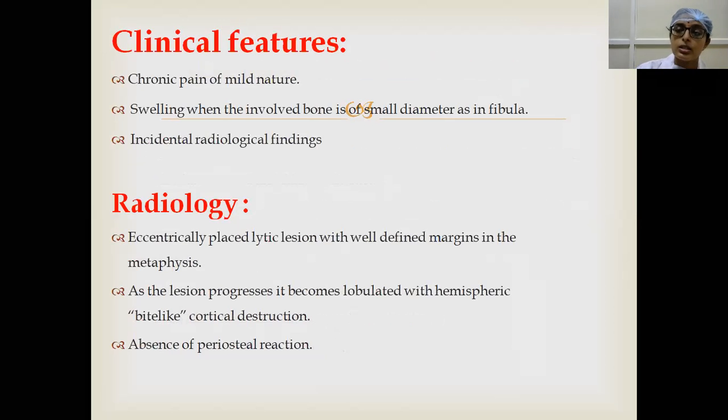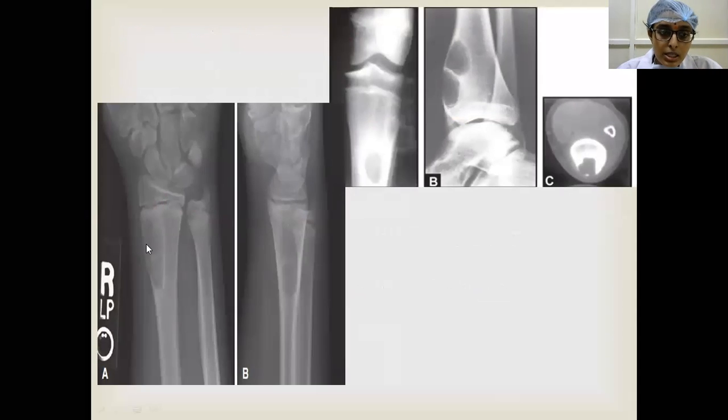Usually it is an incidental radiological finding, like many other benign tumors we have discussed before, and chronic pain is also one of the features. Swelling is seen when it involves some small bones. And coming to the radiological features, it is an eccentric lytic lesion, usually found in the metaphyseal region.